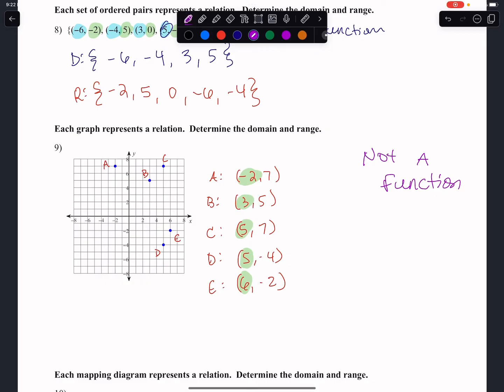So we will write this out as -2, 3, 5. Since 5 repeats, we only have to write it once. 6. And then our range would be 7, 5. We already wrote 7. -4, -2. And that one was all messed up. All right, so that's how you determine the domain and the range when you have points. If you need to practice, rewind the video and watch it again.